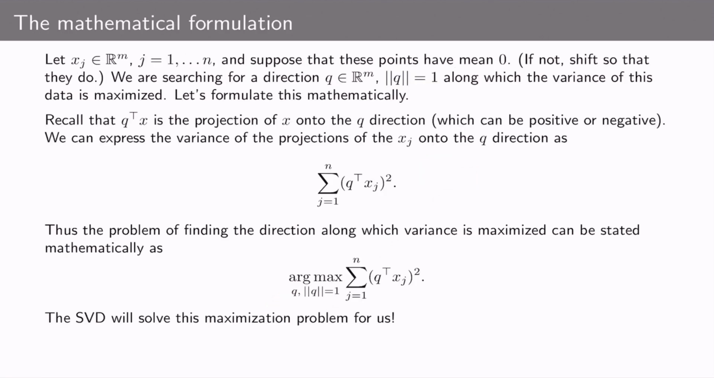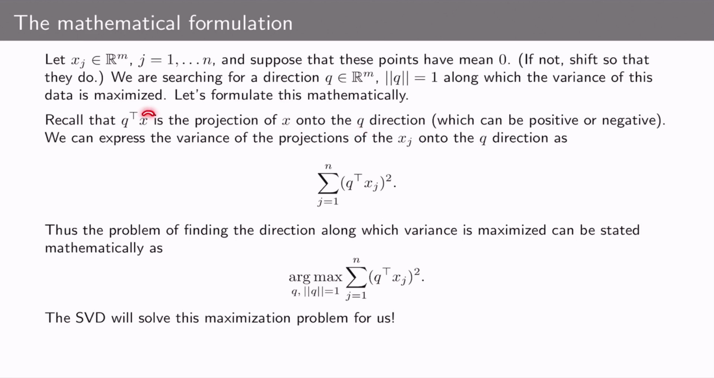I'd like to now create a mathematical formulation for this geometric problem of finding the direction of maximal variance. As before, let xj be a collection of n points in Rm. By a direction, I mean a vector q in Rm whose length is 1, norm q equals 1. I'd like you to recall that q transpose x is the dot product of q and x. It gives me the component of x in the q direction. This can be a positive or a negative number, but its magnitude is exactly the length of the vector that I get when I project x orthogonally onto the q direction.